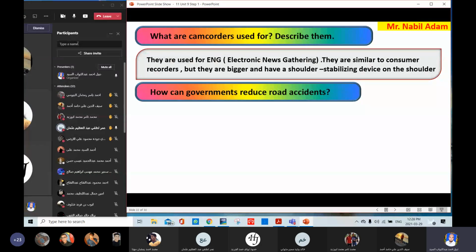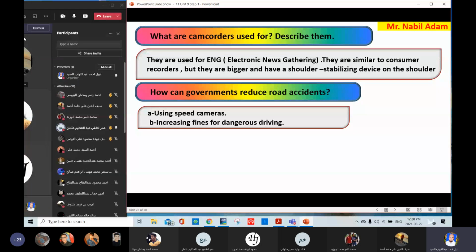And increasing fines for dangerous driving. So you have to pay a fine. You have to pay a large amount of money if you make a mistake while driving. So governments can reduce road accidents by using speed cameras or by increasing fines for dangerous driving.